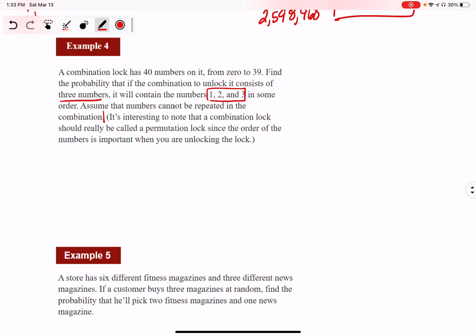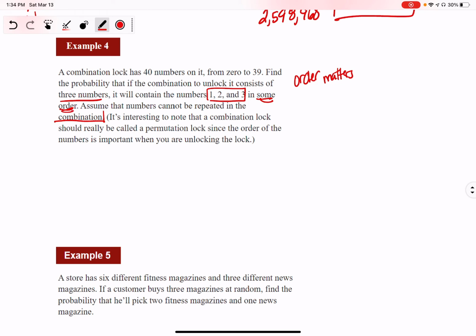And this is actually something I mentioned in the last video. It's interesting to note that a combination lock should really be called a permutation lock, since the order of the numbers is important when you are unlocking the lock. All right. What we need to look at here is that order matters. And that order matters because it tells us that in the problem. It contains 3 numbers in some order.